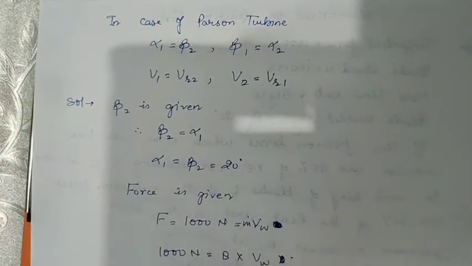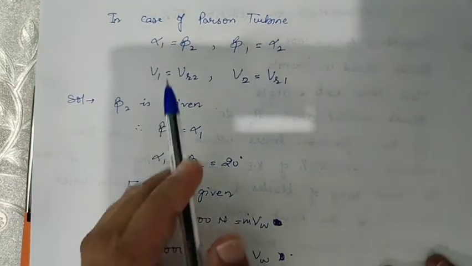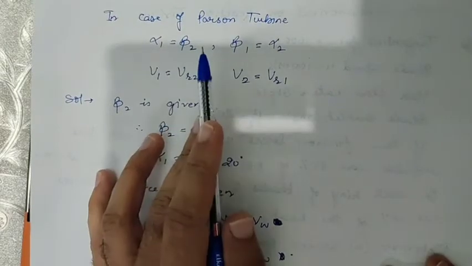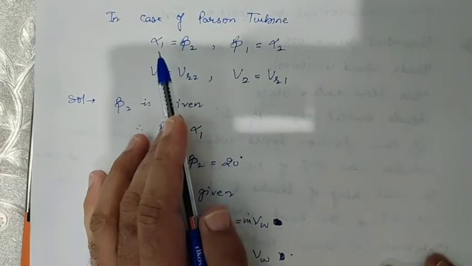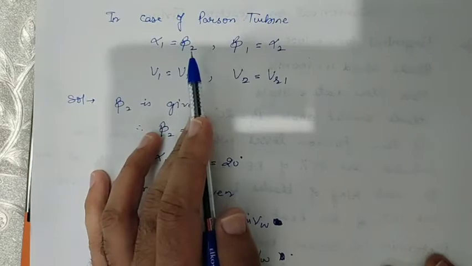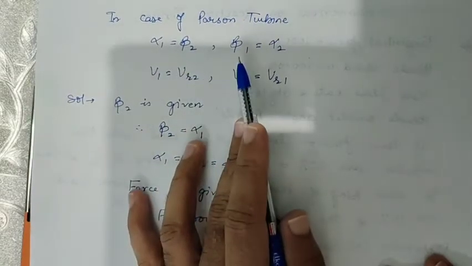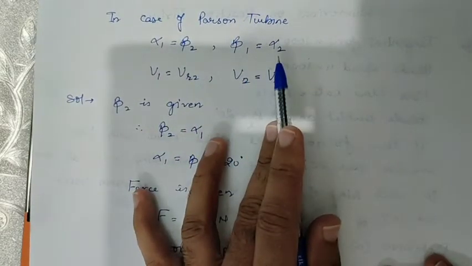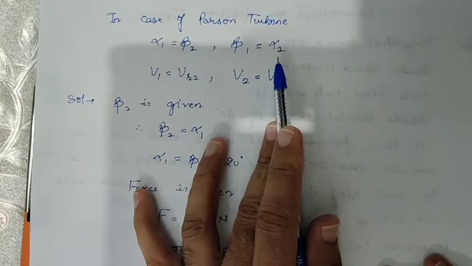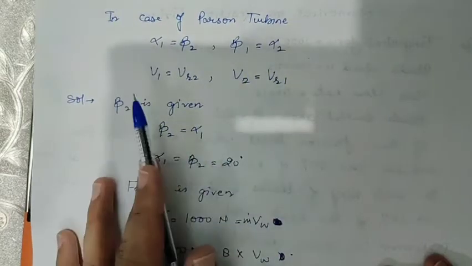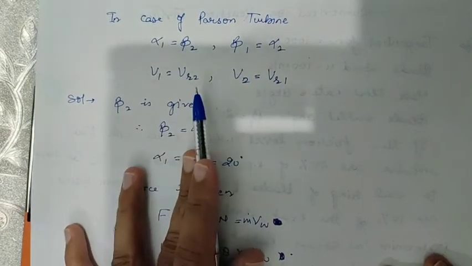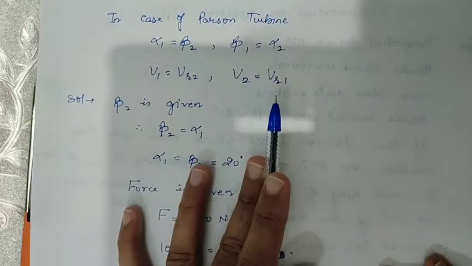As I have already told you, for reaction turbine we generally consider the Parsons turbine, and these are the conditions which must be known to you for the Parsons turbine. Alpha 1, that is the nozzle angle, is equal to the blade outlet angle. Blade inlet angle is equal to fluid angle at outlet. V1 is equal to VR2 and V2 equals VR1.